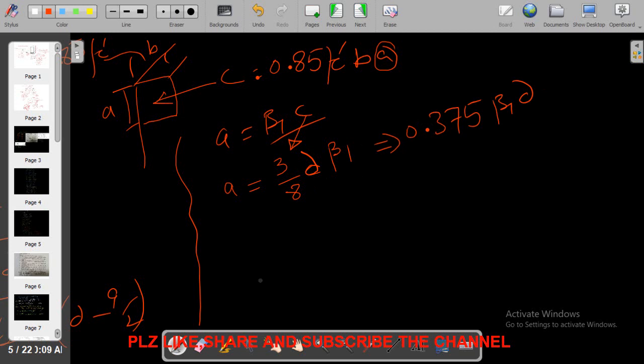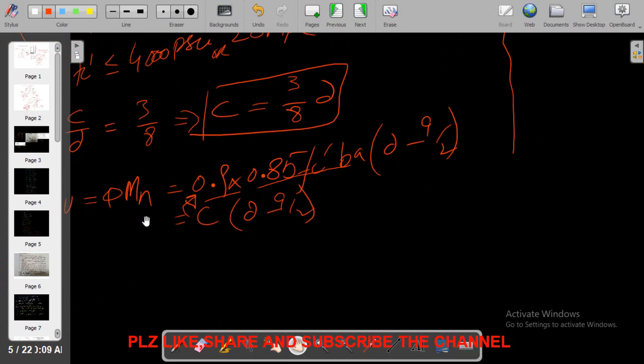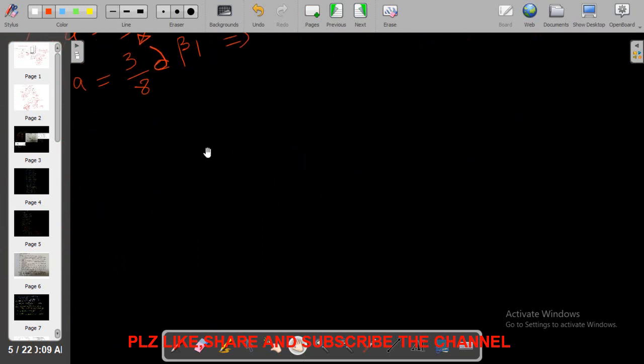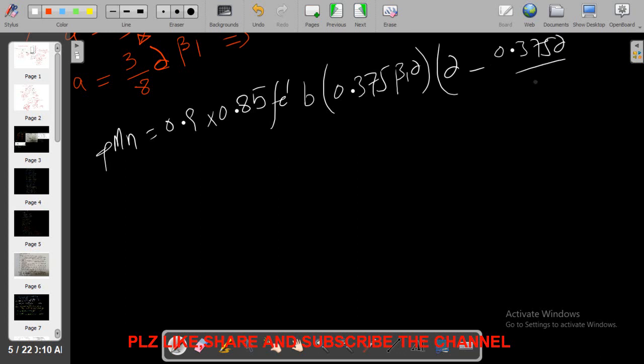Now we plug this A value in that equation, here, here, and here, and we will get a final equation for the moment. So let me plug this value. Phi Mn equals 0.9 times 0.85 fc prime into b into a value. The a value is 0.375 beta 1 times d, into d minus a divided by 2. So a value is 0.375 into d, and here we have beta 1. So this is 2, sorry.